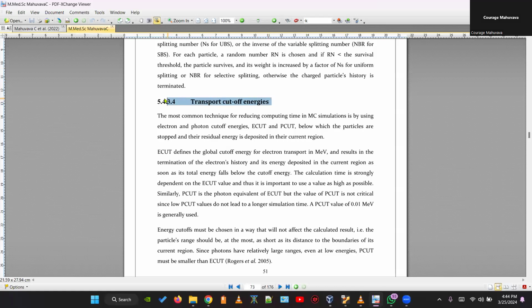But another important thing, another variance reduction method, is transport cutoff. So this simply deals with basically getting rid of the particle once it's below a certain cutoff energy. For example, if it's a photon, we generally use a p-cut value of 0.01 MeV. All right, so once a photon is below that energy, then we stop tracking it.